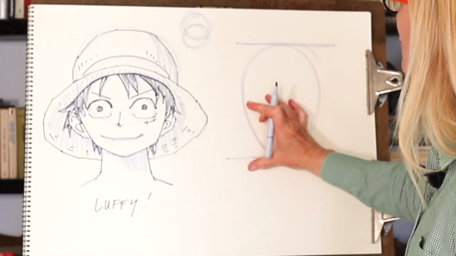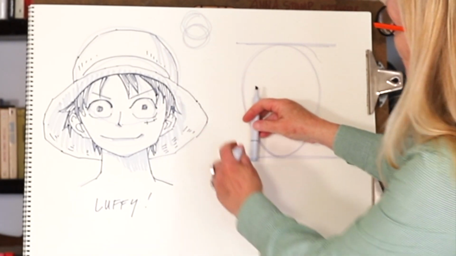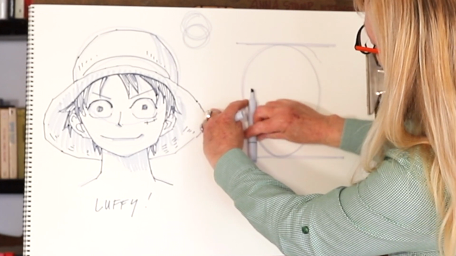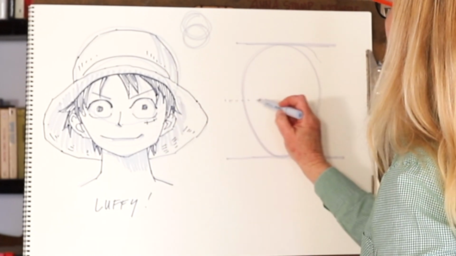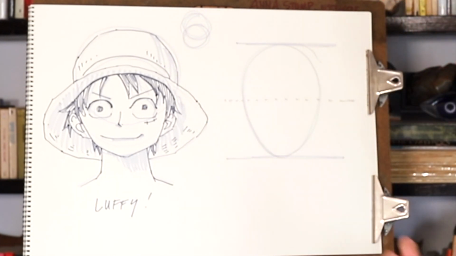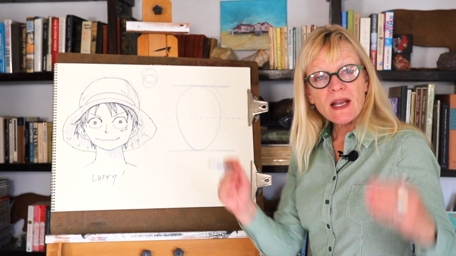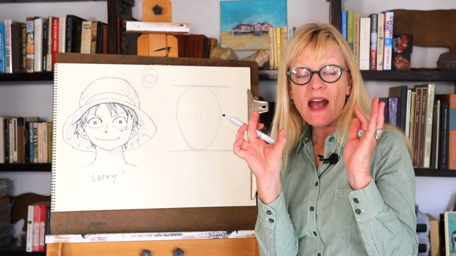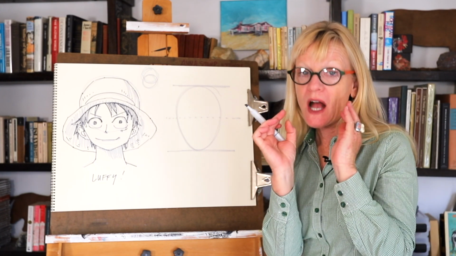And then you want to measure the middle point right here. You can do that by using your pencil. You see what I'm doing? I'm checking right there, and I can see the middle, and I'm going to draw a line across there. What I'm saying with that middle line is that is where the eye sockets are going to go. That's where the eyes go.